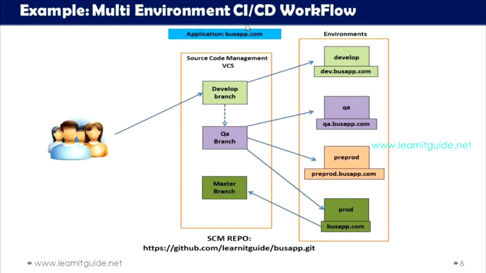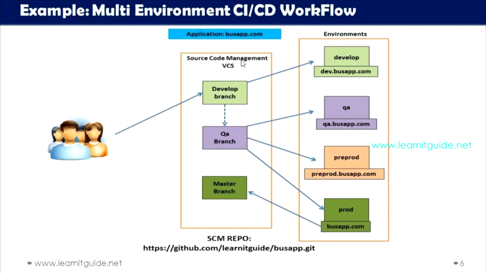After testing in this environment, the code from the development branch will be pushed to the QA branch. From this QA branch, the code will be deployed to the QA environment. If you have a dedicated branch for each environment, there will not be any conflicts or mismatch of your code. This is how the multi-environment CI/CD workflow will be implemented, and this will vary depending on the organization and the project environments.